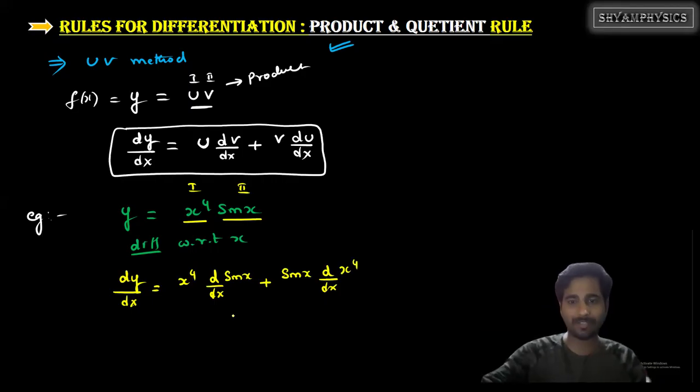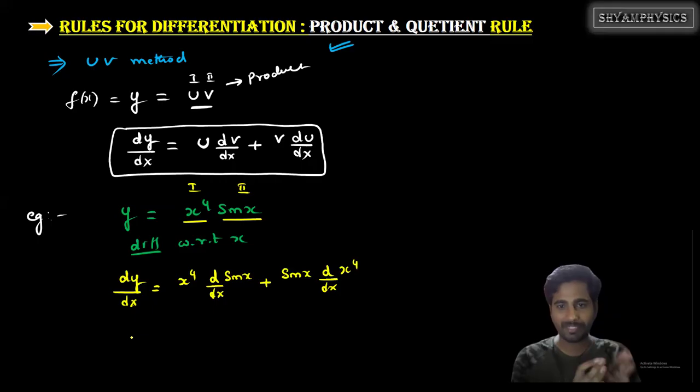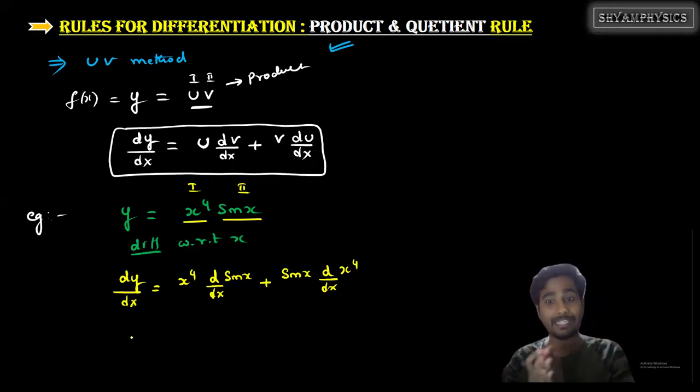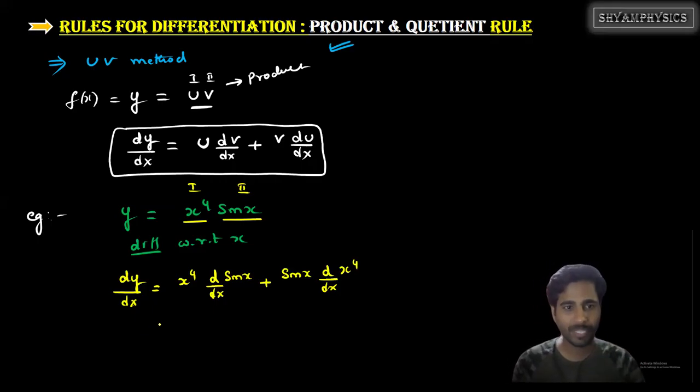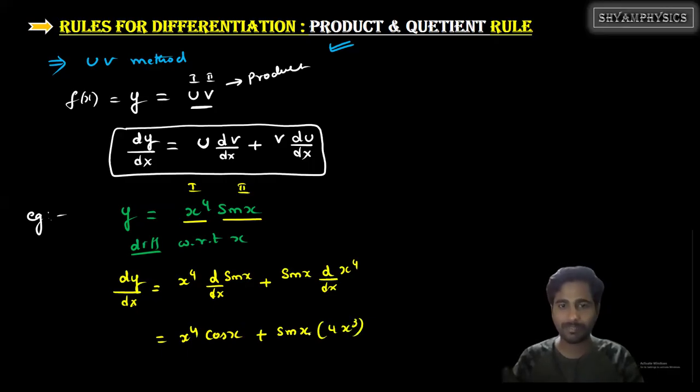Clear? This is how to write the function: first into differentiation of second plus second into differentiation of first. Now tell me, here x to the power 4 as itself, differentiation of sin x is cos x, plus sin x as itself, differentiation of x to the power 4 is 4 times x cubed. Done. So what is the answer? x to the power 4 cos x plus 4 x cubed sin x.